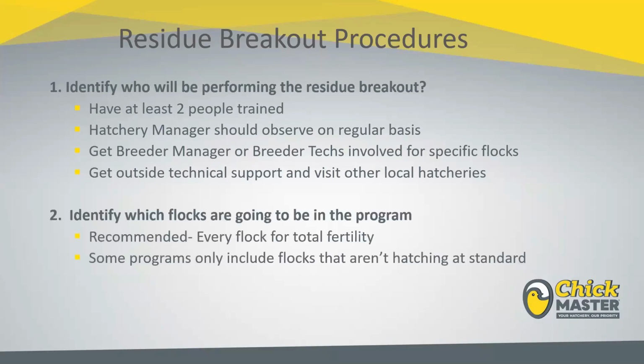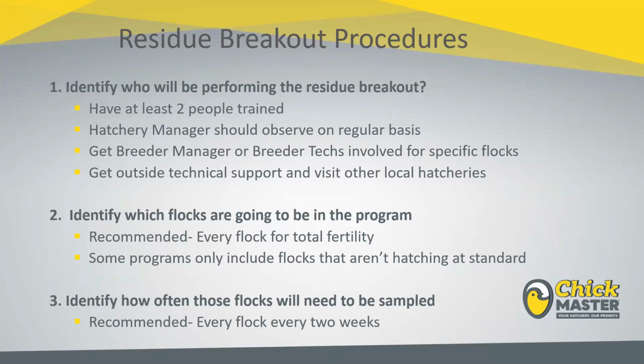So once I've made that determination, generally next for the program is to identify which flocks are going to be in the program, what egg source is going to be picked or determined to be a part of your residue breakout. For me, I generally recommend every flock for total fertility. And as I've pointed out here, some programs or some hatcheries only include flocks that aren't hatching at standard. So it's pretty common to see hatcheries that may have 30 source flocks, and they may only break out 4 or 5 of those because they're flocks that are not hatching to what is considered standard.